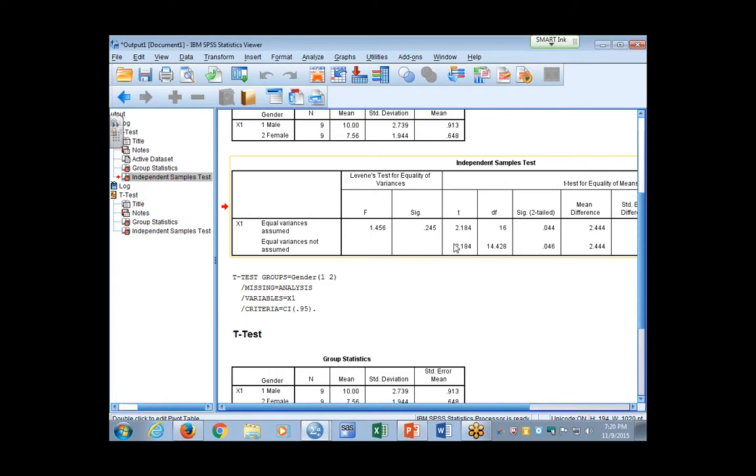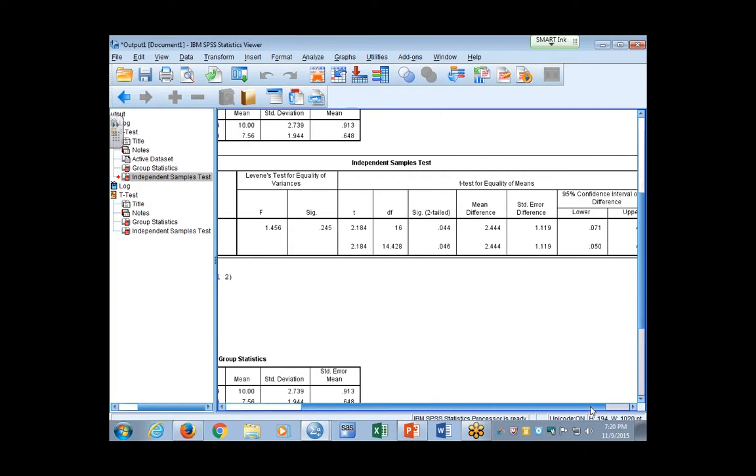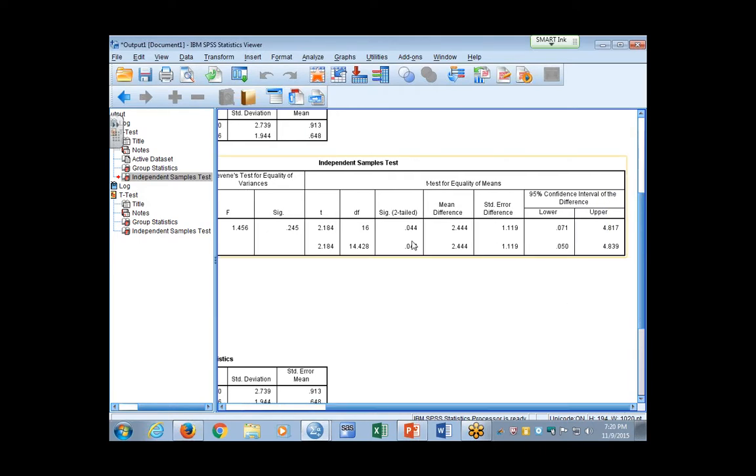Remember that really funky looking formula that you saw in the lecture that came up with a number of degrees of freedom that wasn't an integer? That's what it actually calculated. It went through the entire calculation twice, using the formulas for assuming equal variances and using the formulas for not assuming equal variances, and it gave you the result for both. There's the result for both, right?